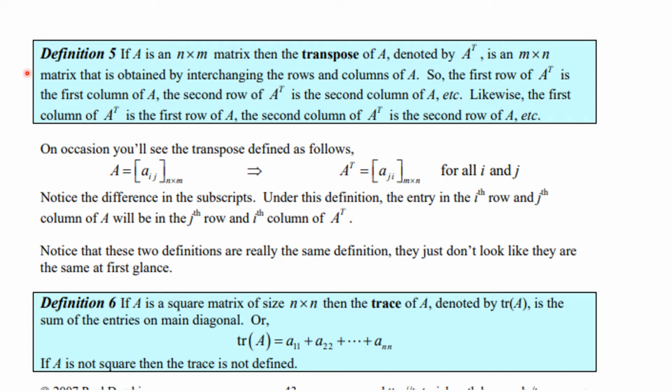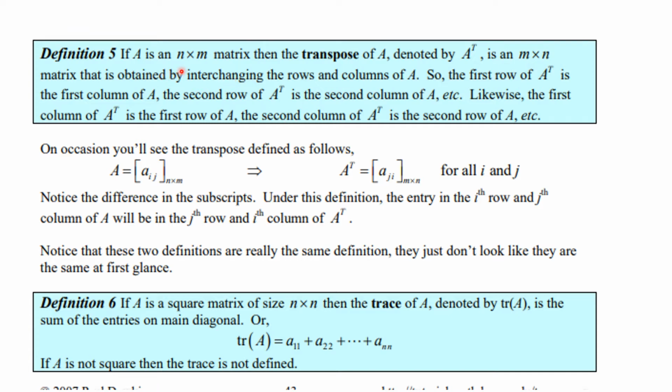We're now ready to define a new concept. This is the definition of the transpose of a matrix. If A is an N by M matrix, then the transpose of A, and the way we write this is A with a superscript of T. The superscript looks like an exponent, but this is an M by N matrix.